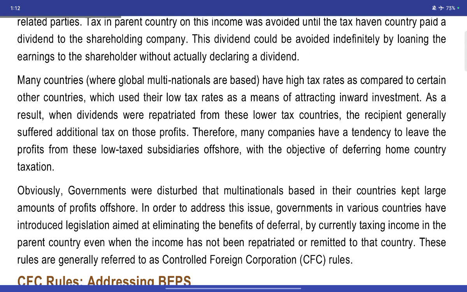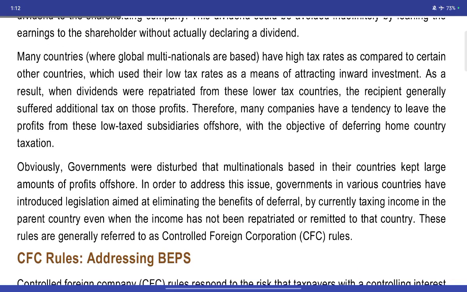Many countries where a global multinational is based have a high tax rate compared to certain other countries, which use their low tax rates as a means of attracting inward investment. As a result, when the dividends are repatriated from those lower tax countries, the recipient generally suffers additional taxes on the profit. However, companies that have a tendency to leave the profits in low tax subsidiaries offshore do so with the objective to defer the home country's taxation.